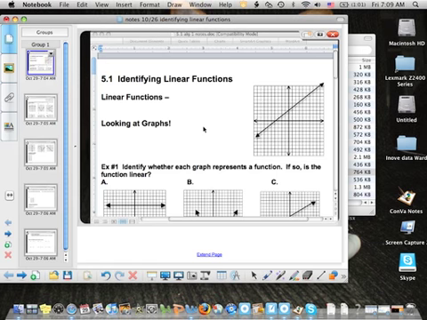Okay, so identifying linear function notes. These notes were given on Tuesday, October the 26th. Basically, students know what functions are. A function is a relation that doesn't have a repeat in the domain or it passes the vertical line test. And so a linear function is going to be a function, again, something that passes the vertical line test or doesn't have a repeat in the domain. That is a straight line.